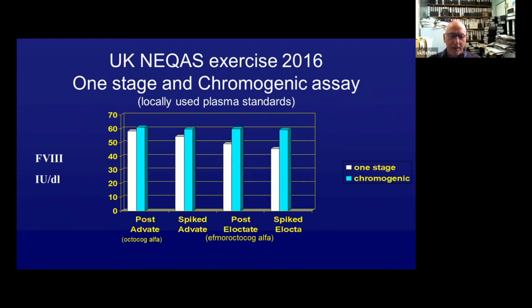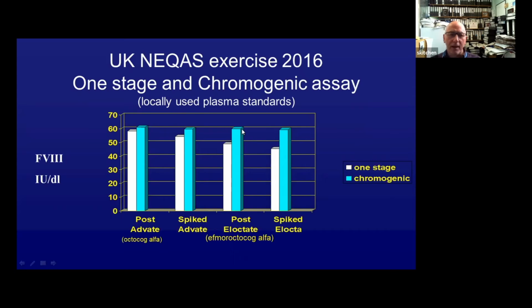The first of the extended half-life modified factor VIIIs to be licensed in some countries was Eloctate. It has different brand names in different regions. These are data from a proficiency testing exercise. A number of laboratories assayed a couple of samples here on the right, samples containing Eloctate, and the results are not identical between the two types of assay, about 20-25% higher by chromogenic.